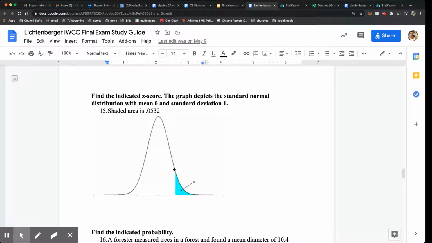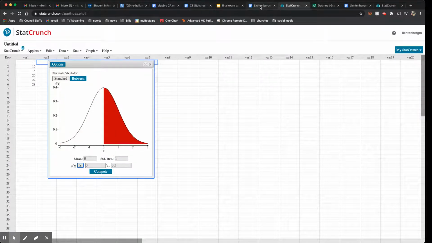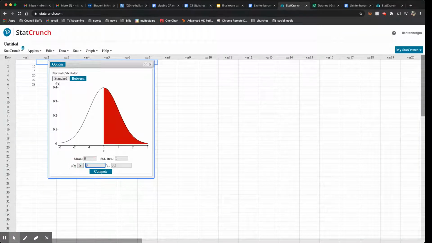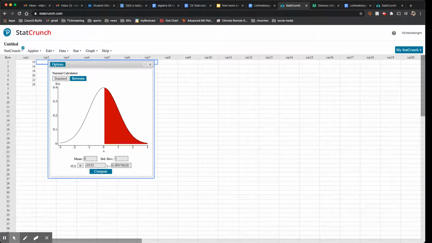Now notice the way the graph is shaded. Notice the graph is shaded from this point above. Okay, that implies greater than or equal to. So I'm going to make that greater than or equal to. And notice it tells me that the shaded area is 0.0532. So 0.0532.